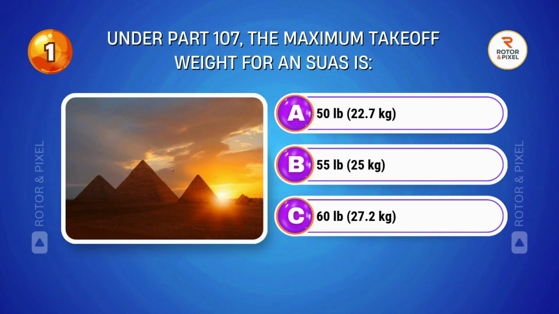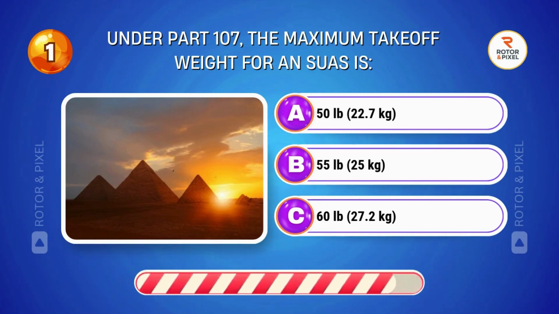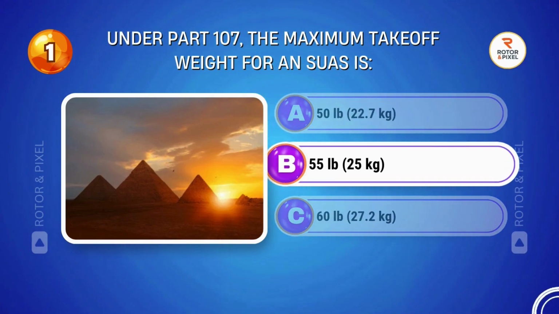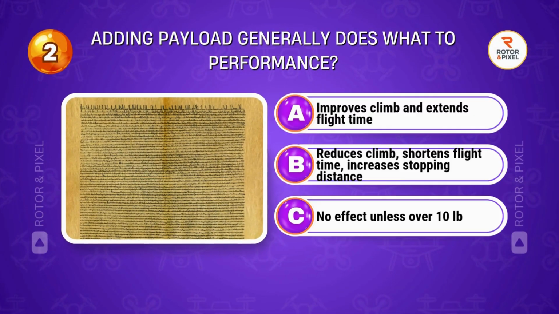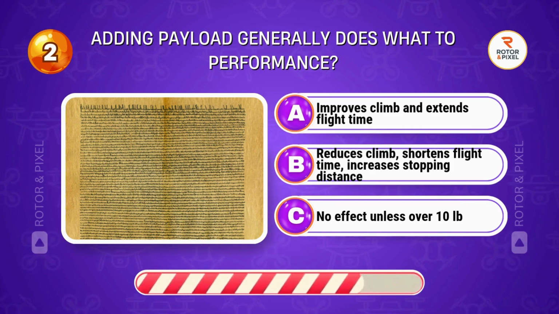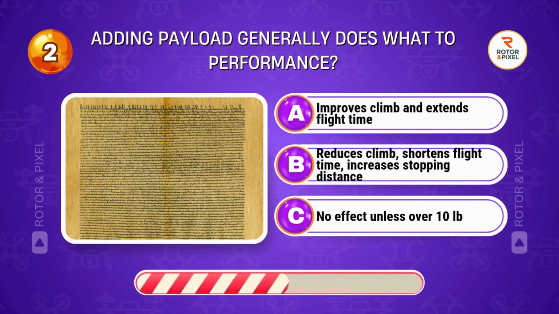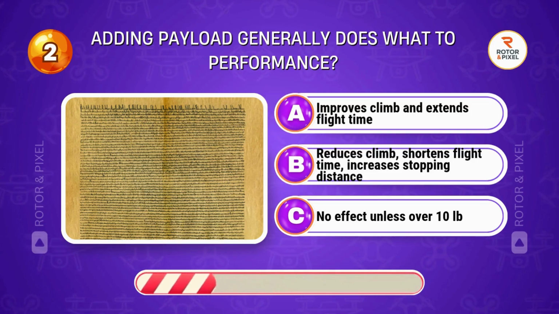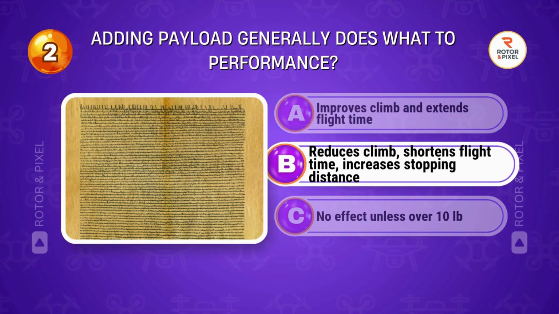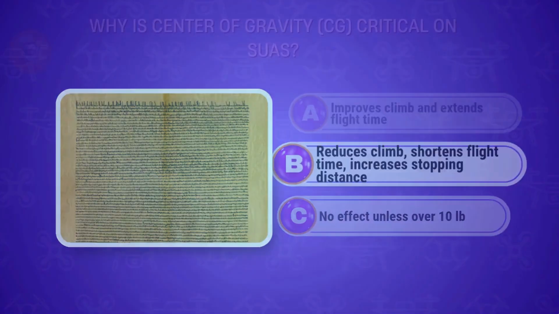Under Part 107, the maximum takeoff weight for an SUAS is Answer B, 55 pounds, 25 kilograms. Adding payload generally does what to performance? Answer B, reduces climb, shortens flight time, increases stopping distance.